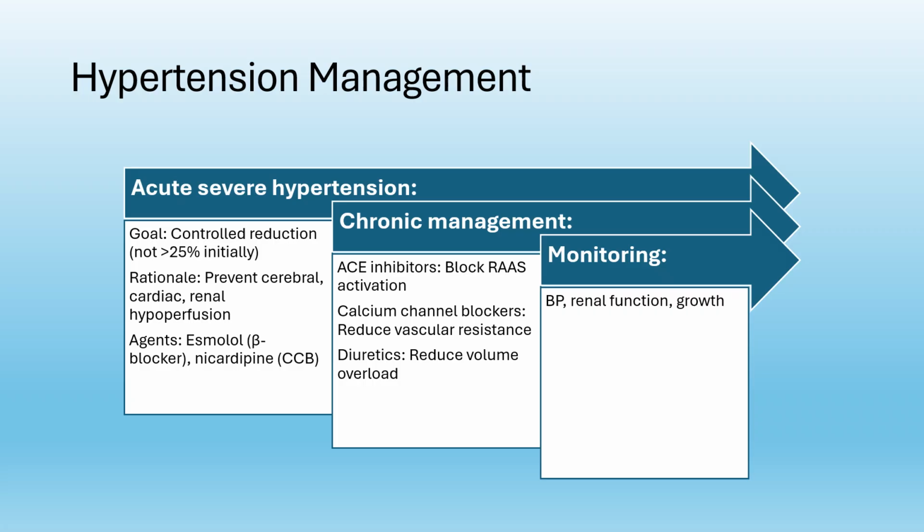Chronic hypertension management targets underlying pathophysiologic mechanisms rather than just numerical goals. ACE inhibitors directly interrupt the renin-angiotensin-aldosterone cascade, proving particularly effective for renal causes. By blocking angiotensin II formation, these agents reduce both vasoconstriction and aldosterone-mediated sodium retention. However, use requires careful monitoring of renal function and potassium levels.